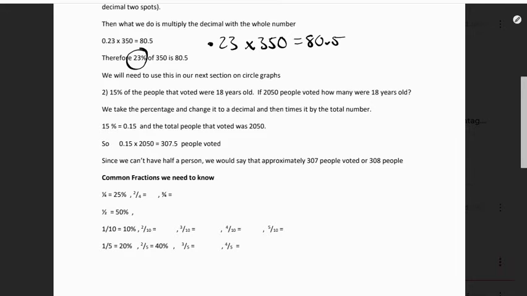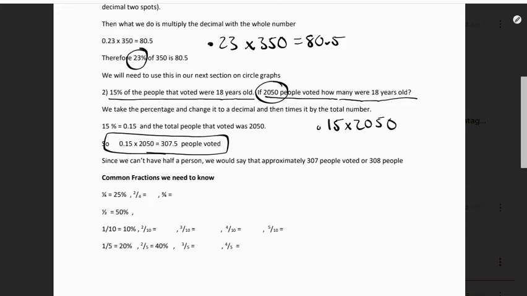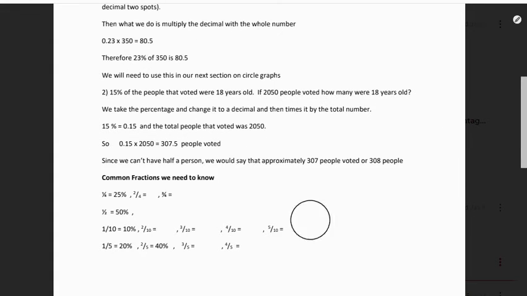Let's look at this question too. 15% of the people that voted were 18 years old. 2,050 people voted. How many were 18 years old? In this case, I want to figure out what 15% of the total is. So I go 0.15 times 2050, and you end up with 307.5. Yes, you can have half a person, so you could say approximately 307, or 308 if you rounded it up. So when we're answering specific questions dealing with percents, it's all about changing them to a decimal.